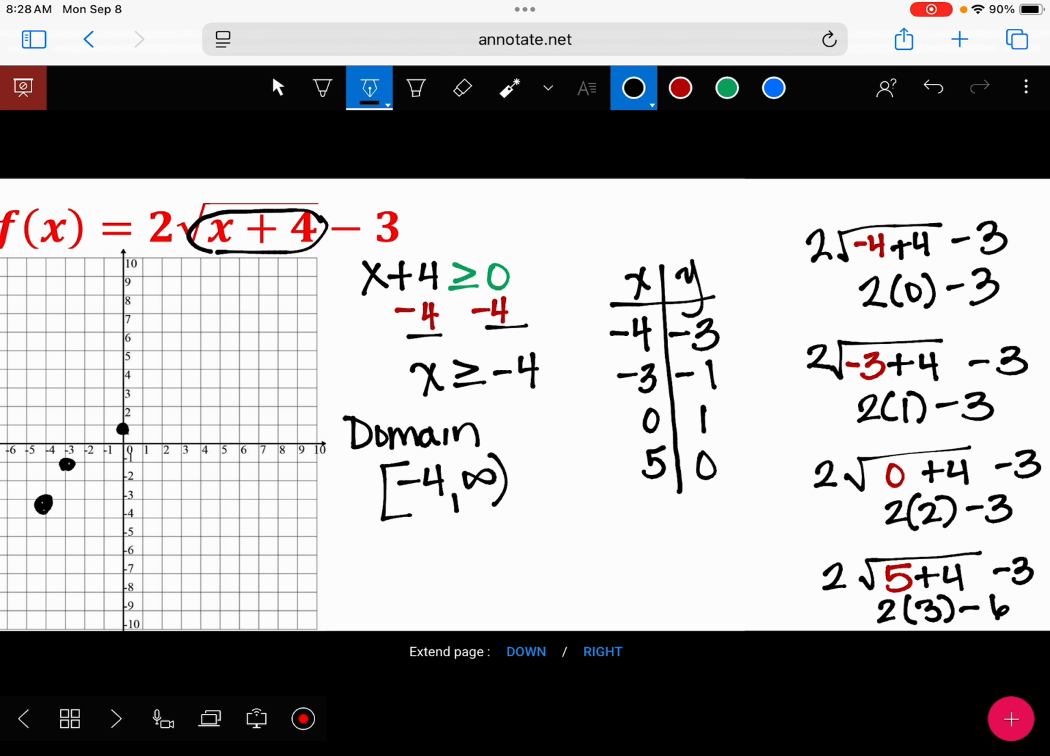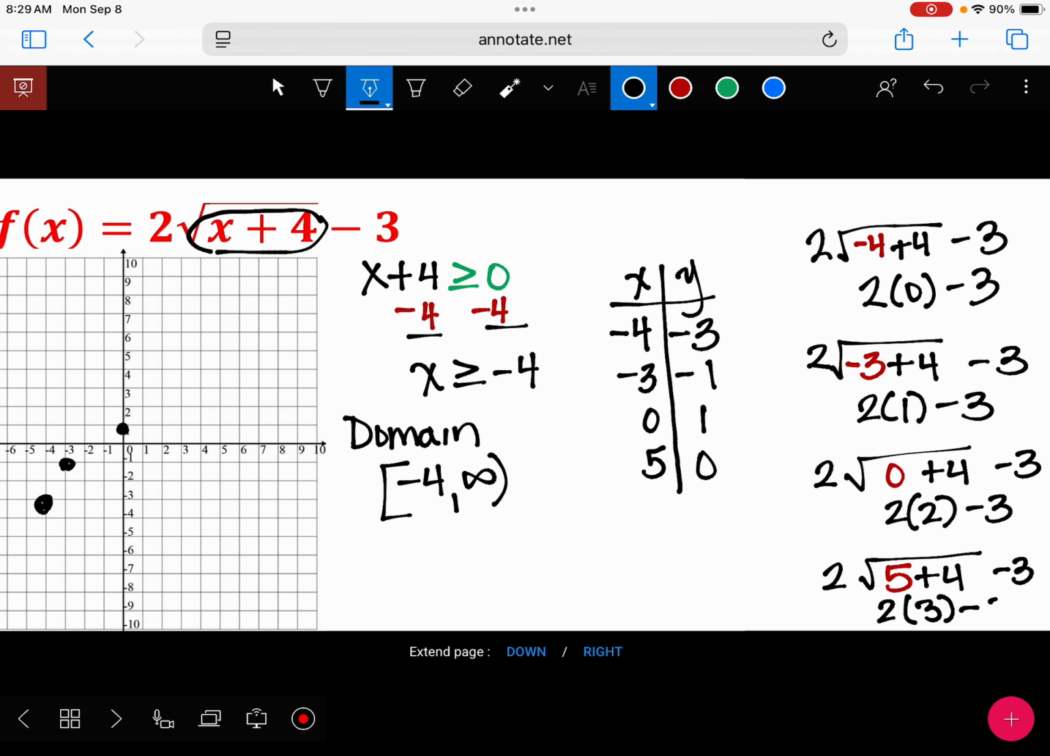Wait, what is it? The bottom right? 2 times 3 is 6. Well, thank you. I'm like, what? Why is this curving back down?